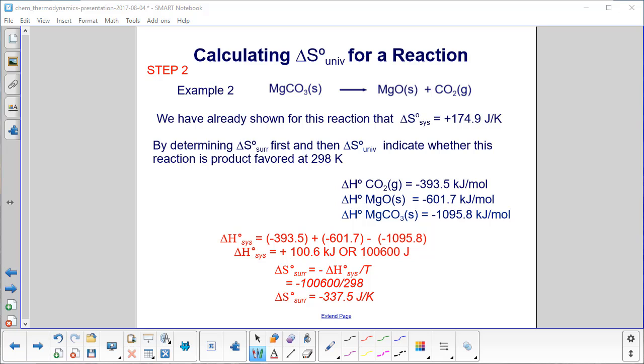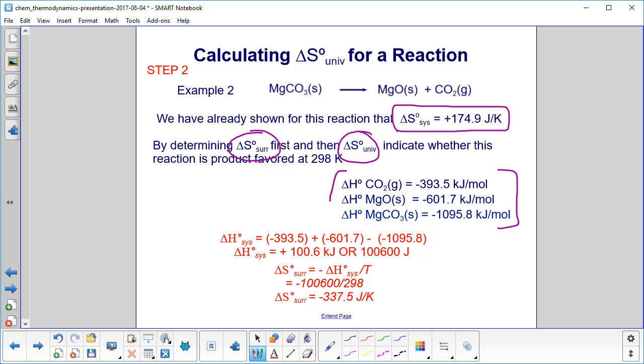Let's work another problem. We've got this magnesium carbonate going to magnesium oxide plus carbon dioxide, and we want to calculate the standard entropy change for the universe. We've already shown that the standard entropy change for the system is 174.9 joules per Kelvin. Now we want to determine delta S naught surroundings first, and then delta S naught universe, and we can indicate whether the reaction is product favored at 298 Kelvin. So we have our standard enthalpy changes here. We go to our balanced chemical reaction here.